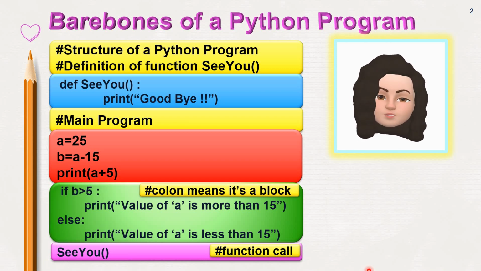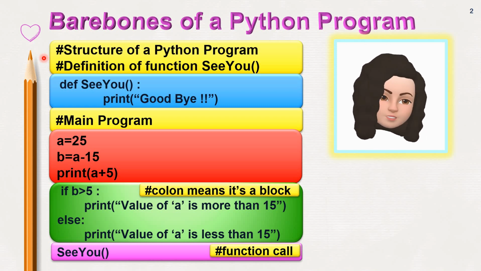So look at the yellow color statements. These statements begin with a hashtag, so these are known as comment lines. Comment lines begin with a hashtag, and these comment lines will not get executed at all. These are additional information for the programmer about what the program is about, or what the title of the program is. So comment lines will not get executed. This information is only for the programmer.